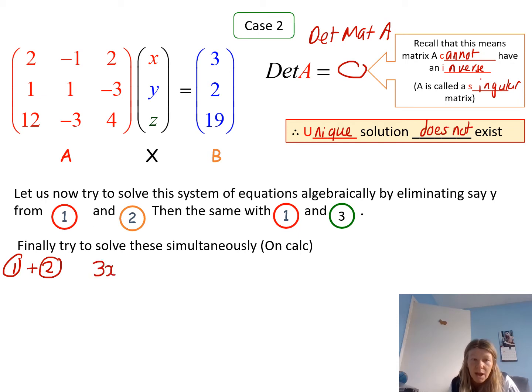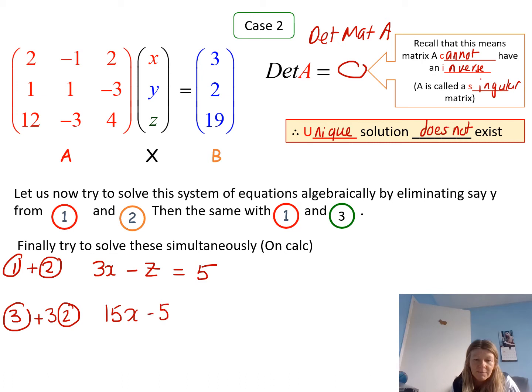and minus 1z. And you'll get the constant working out as 5. If I eliminate the y using the bottom two here, what I'd have to do is equation 3 plus 3 lots of equation 2. Then we've eliminated the y, and we just get 15x minus 5z equals 25.